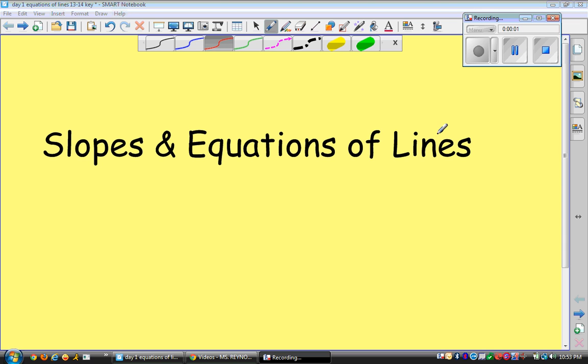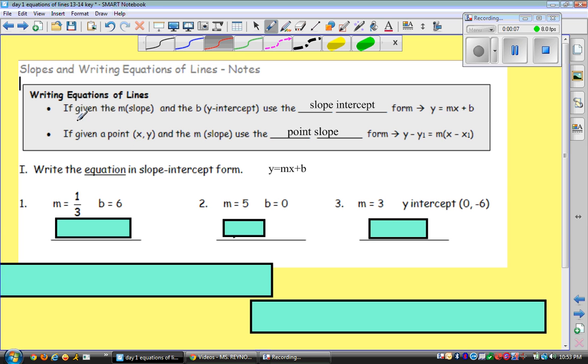Today we're going to do equations of lines and slopes. If given m slope and b y-intercept, you will use the slope-intercept form of a line, y equals mx plus b. If given a point (x1, y1) and the slope m, then you're going to use point-slope form, y minus y1 equals m times (x minus x1).